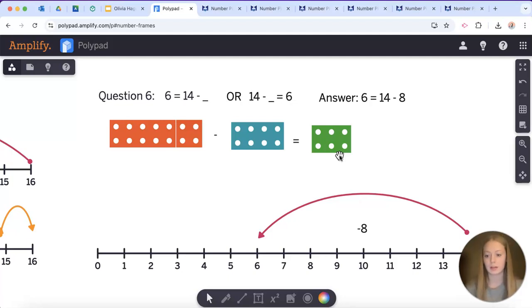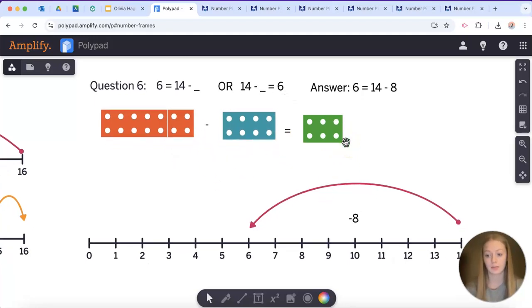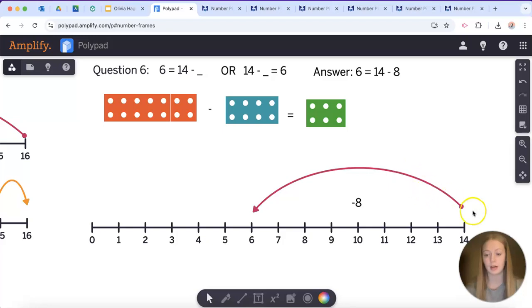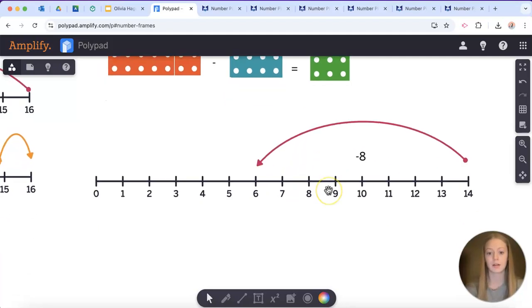And then last question for this part, number 6, we have 6 equals 14 minus what? Or 14 minus blank equals 6. So you have 14 blocks, subtraction, again, taking away. What gets you to 6? 8. I counted backwards again. From the number line, you're at 14, all the way to 6, you are going back 8.